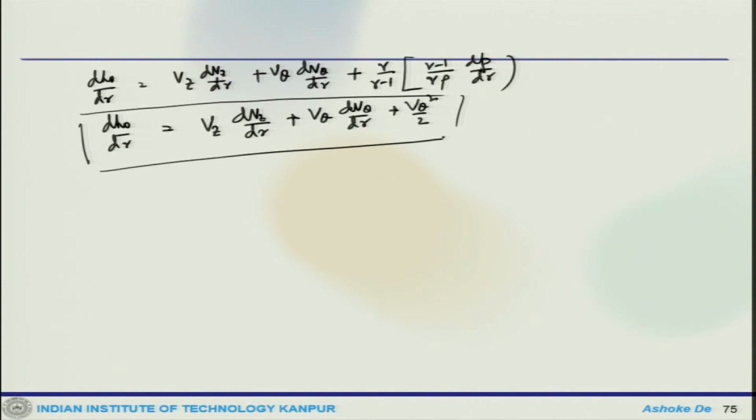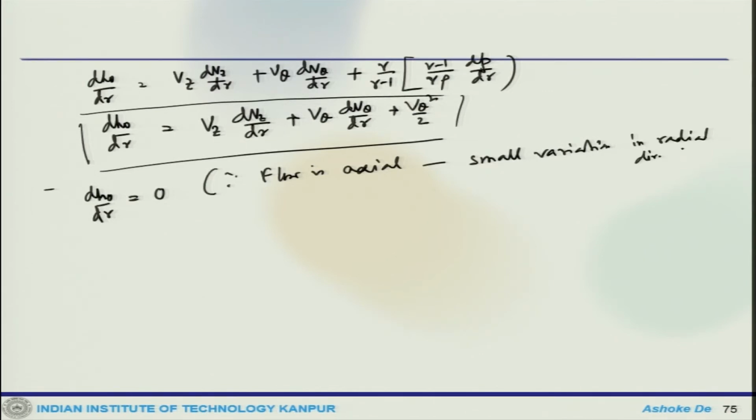Now, let us assume that apart from the regions near the walls of the annulus, the stagnation enthalpy or the internal temperature will be uniform across the annulus at entry to the compressor. So, what happens is dh naught by dr would be 0, since the flow is axial, or rather predominantly axial, with small variation in the radial direction. So, that means constant work input at all radii, hence H naught will progressively increase in the axial direction. So, this is Vz dVz by dr plus V theta dV theta by dr plus V theta square by r, which will be 0.